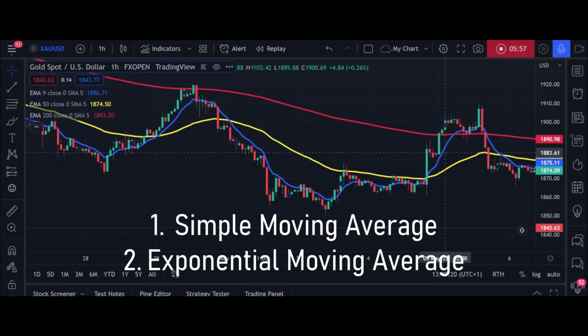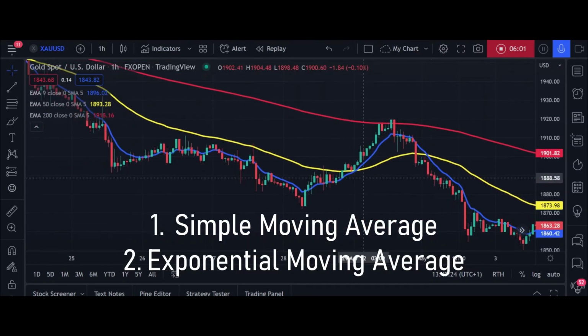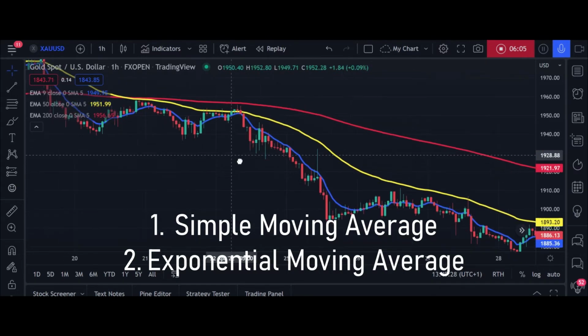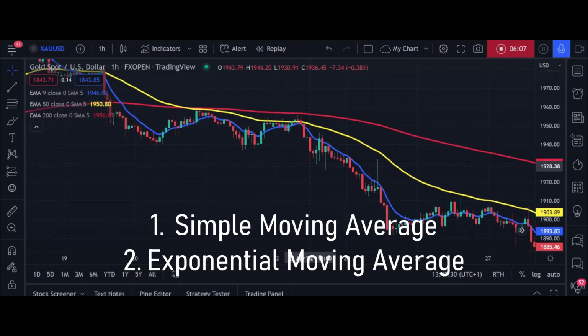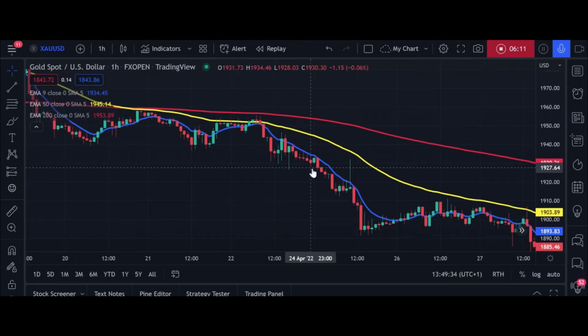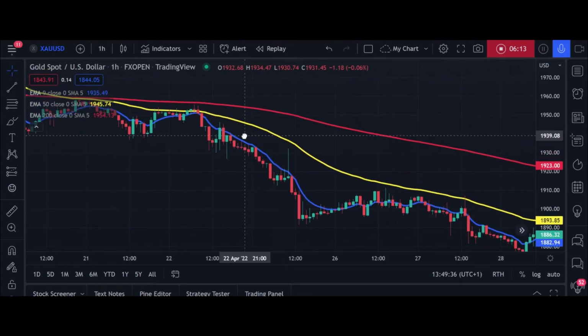There are 2 major types of moving averages. 1. Simple moving average. 2. Exponential moving average. Before we move on, just remember that moving averages smooth price data to form a trend-following technical indicator. They do not predict future price direction. Instead, they define the current direction with a lag.